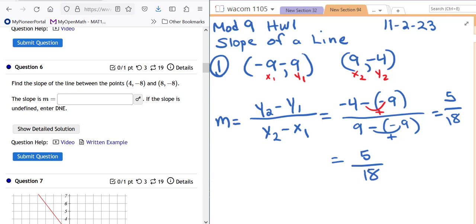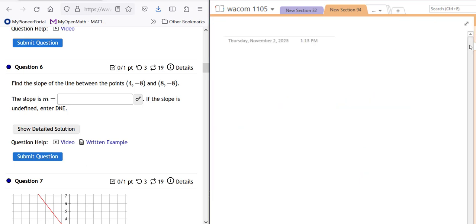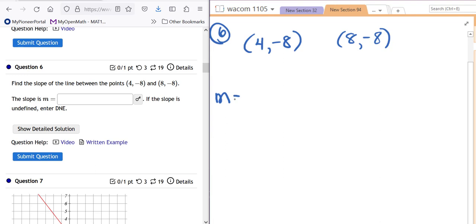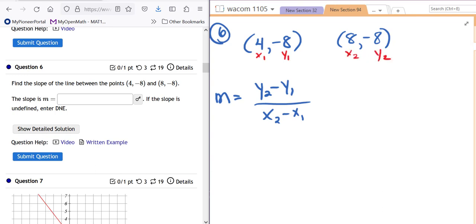All right. This is one that I thought I would do because it is a special case. It is still the same kind of question. It asks us to find the slope between these points: (4, -8) and (8, -8). So write your formula. Change in y's, y2 minus y1, over change in x's, x2 minus x1. Label, so this will be x1, y1, x2, y2. And then plug in. So I get -8 minus a -8.